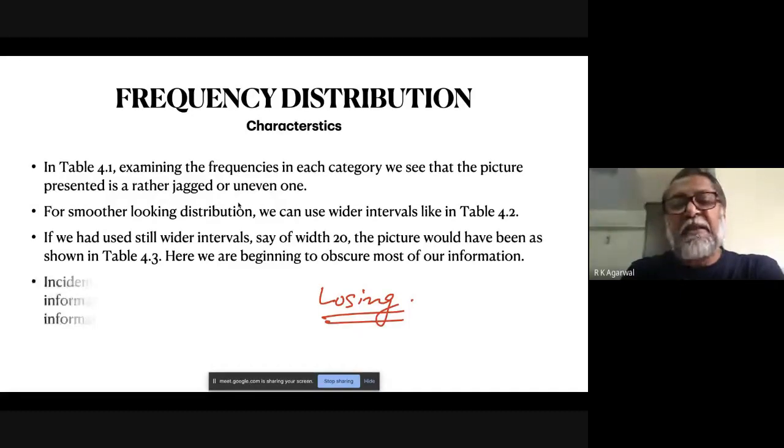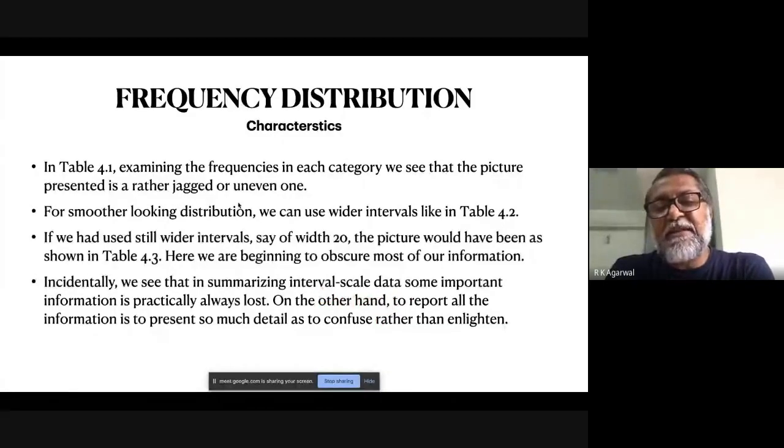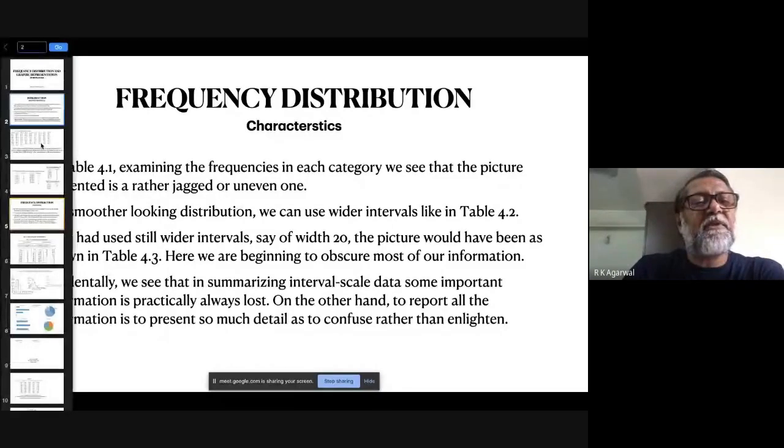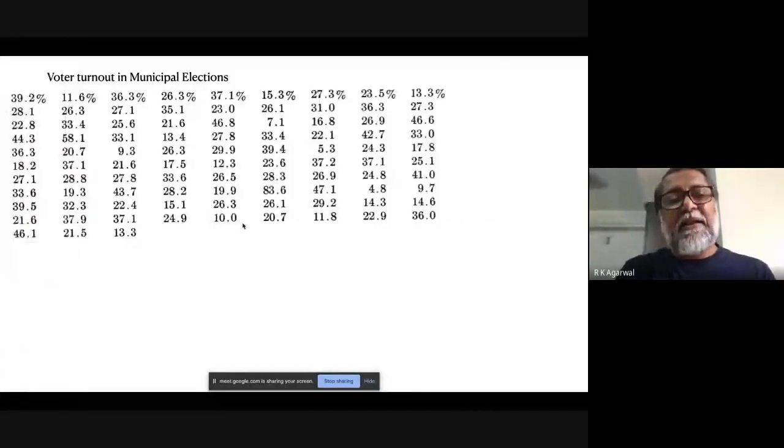So incidentally, we see that in summarizing interval scale data, some important information is practically always lost. Remember this. On the other hand, to report all the information is to present so much detail as to confuse rather than enlighten. So if you want to present all the detail, just present the raw data, which we saw earlier. This is in great detail, but what purpose does this great detail serve? It just doesn't serve any purpose.